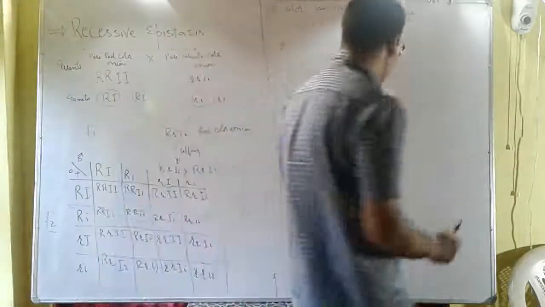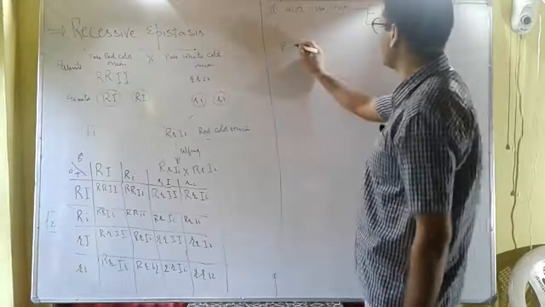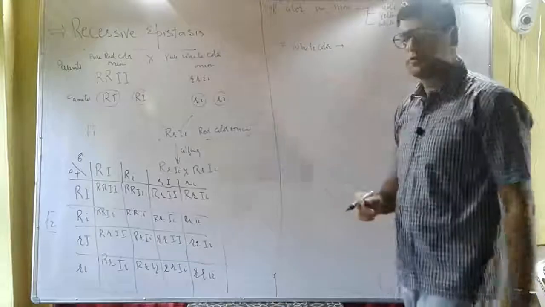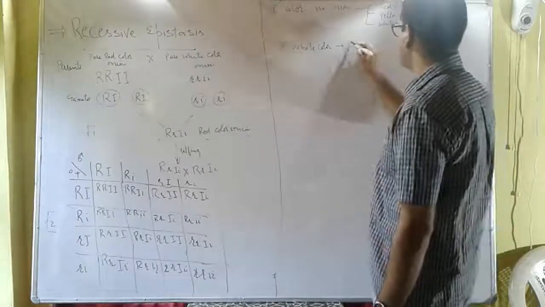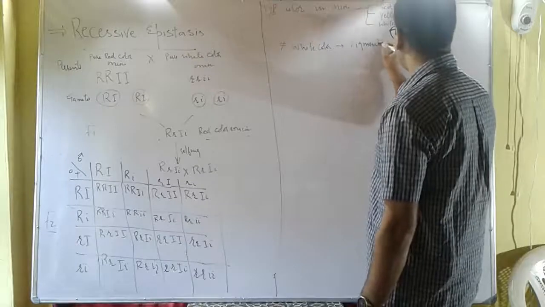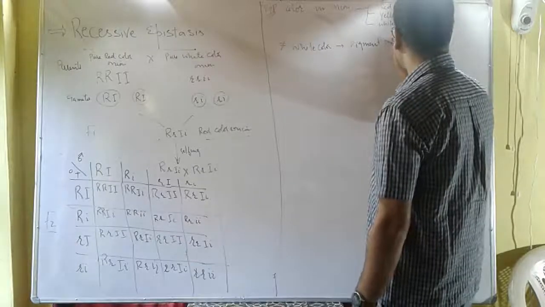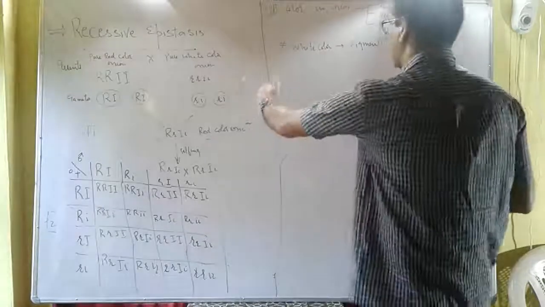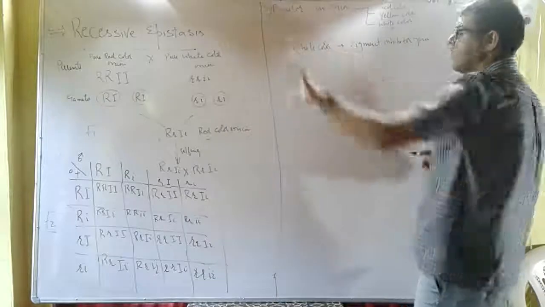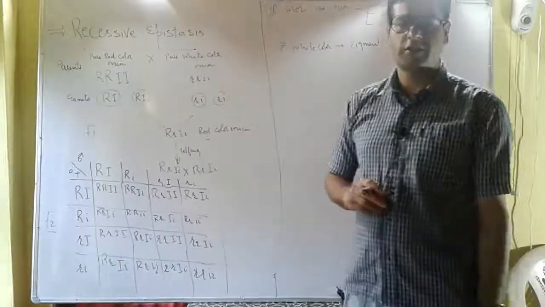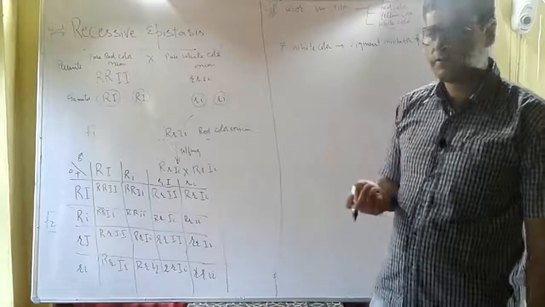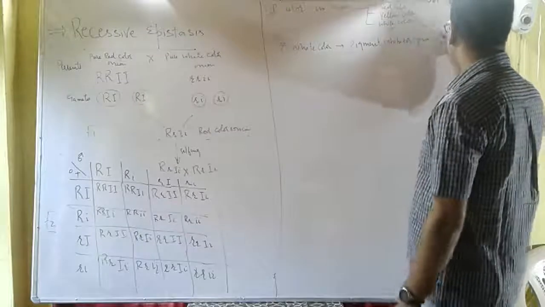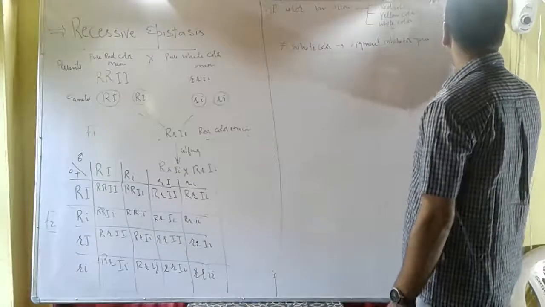Now we'll see that this white color in onion is produced by pigment inhibitor gene. Now we'll explain this cross. We have three types of colors in onion, that is red color, white color, and yellow color. This white color in onion is produced by pigment inhibitor gene, that is capital I or small i.